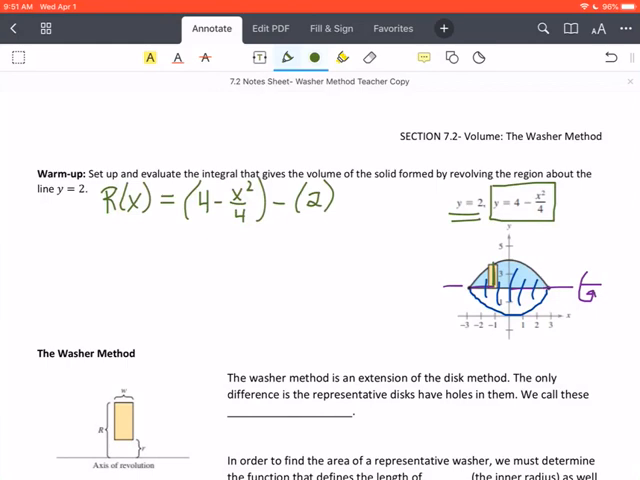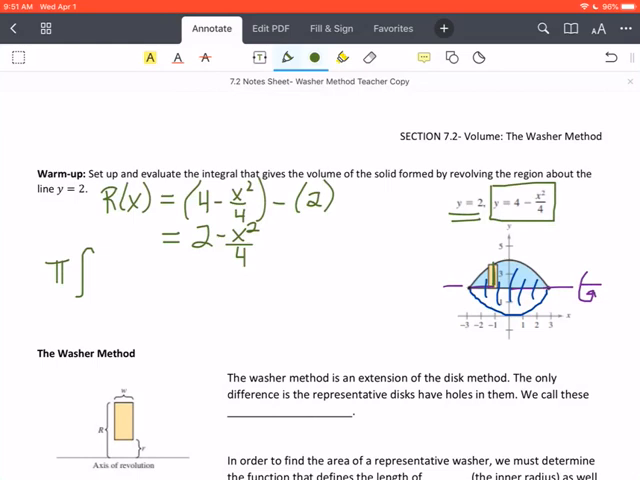Notice both of these functions are written in terms of y, which is perpendicular to that horizontal axis of revolution. So when I clean things up a little bit, we have 2 minus x squared over 4. That is going to be the radius of each disk, and you can see those disks that I drew in blue. So now when we find the volume, we always have our pi out front because we're using pi r squared as our reference.